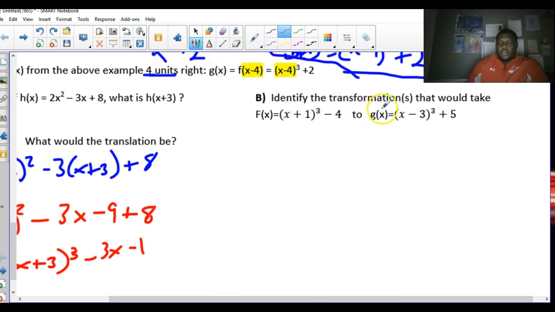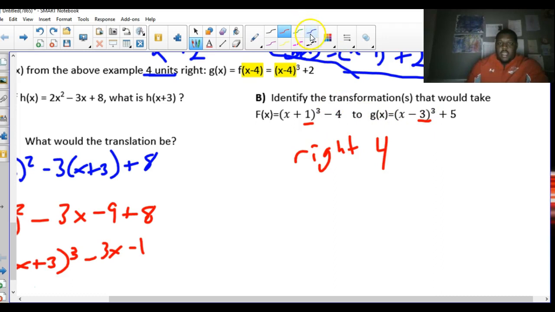Here it says identify the transformation. What would it take to go from f of x to g of x? First of all, let's look at the h values. To go from 1 to negative 3 would be minus 4. If we're going minus 4, that means right. Remember, h: you go minus, you go right. So right 4.